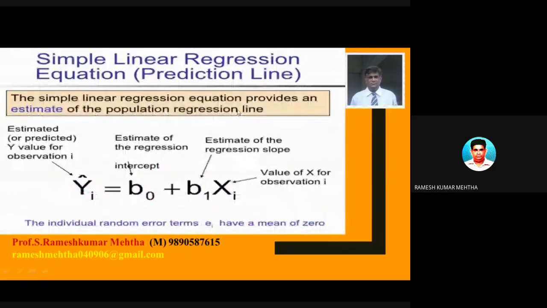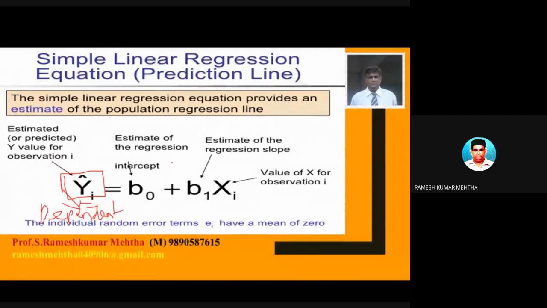Now, the famous equation which is used in the regression technique. Just remember this particular formula. This formula is very, very important. What is this formula? Y is the dependent variable. Why is it the dependent variable? This is what we are going to forecast. This is what we are going to predict.